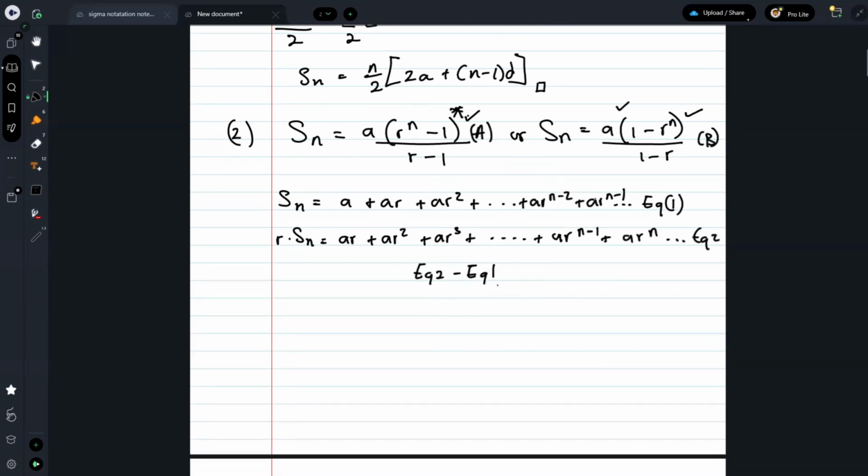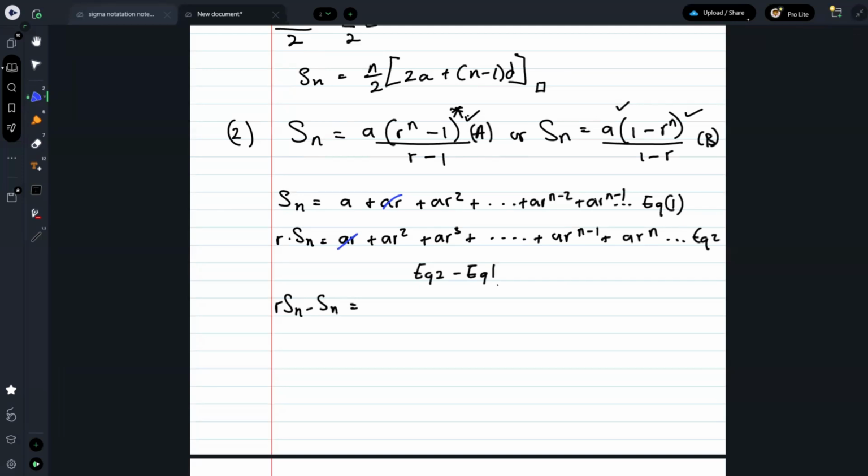Okay, so let's continue with that. So now here I have r Sn minus Sn. So we have r Sn minus Sn is equal to, then you see that what you're going to get is, remember you are saying equation 2 minus equation 1. So this ar is going to subtract this ar here. Well, there's no term that can remove this a, so we're left with a minus a. Remember, equation 2 minus equation 1, so there's a 0 here, minus a. So we're going to get minus a.